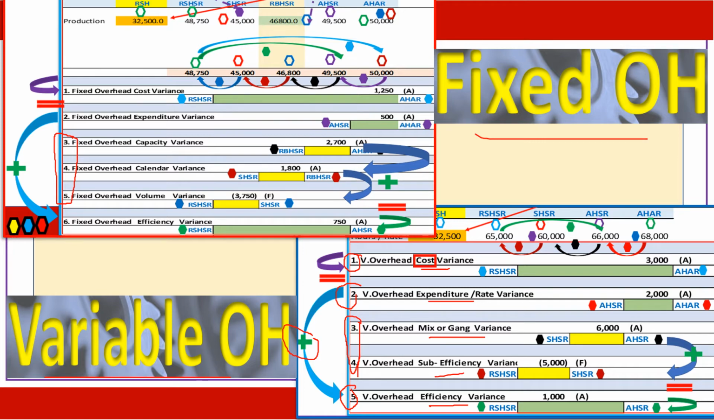Let us take the first one, cost variance. Cost variance is revised standard hours into standard rate and actual hours into actual rate. The difference between the two is cost variance. In case of fixed overheads also, the definition is the same, RSH-SR minus AH-AR. Therefore, in respect of the first variance, both the meaning and definition are the same between variable and fixed overheads.